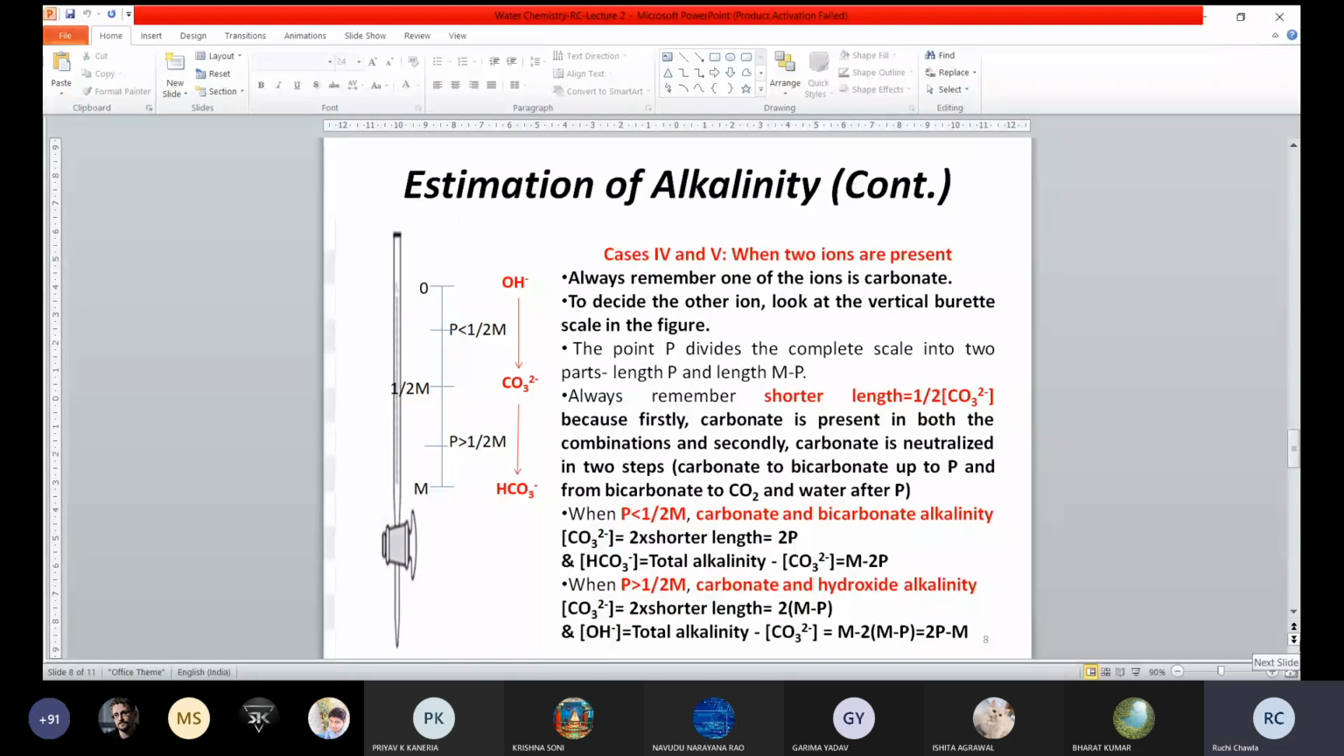Is slide number 8 visible to everyone? Yes. So, just focus on the diagram first. This is the burette scale. It is starting from 0, and say the final point for the experiment is going to be the methyl orange endpoint. So say the final point for the experiment is capital M. Now, if it is starting from 0 and ending at M, the middle point will lie exactly in the middle, and this has been denoted as half M. Clear?